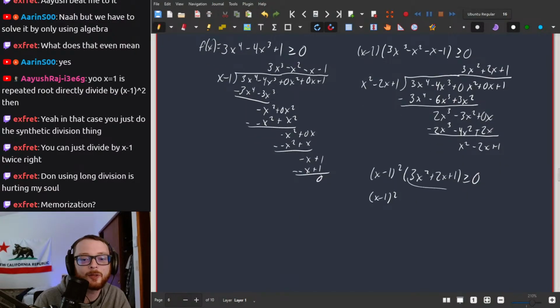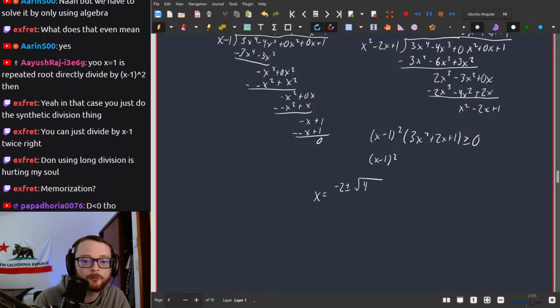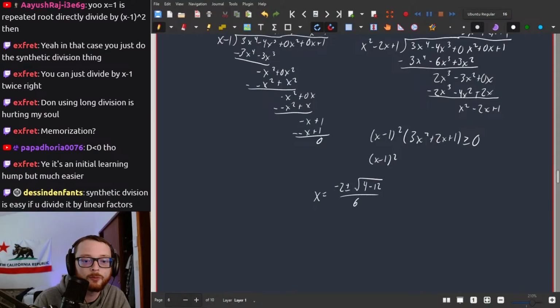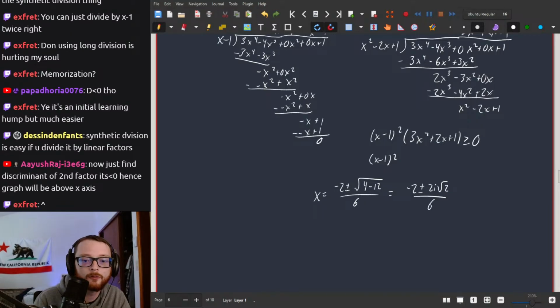I guess technically we should do the quadratic formula on that still though, because what if they're irrational roots? Minus b plus or minus root b squared minus 4ac over 2a. 2 plus or minus 2i root 2 over 6. So the only thing you really need to know is that they're complex.